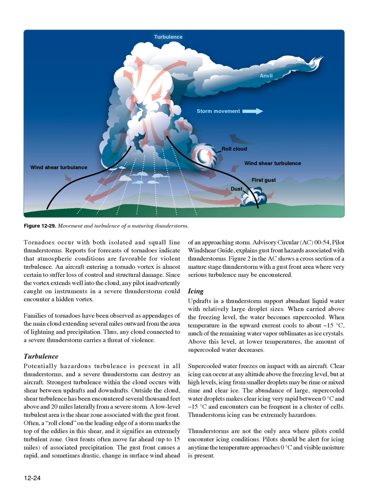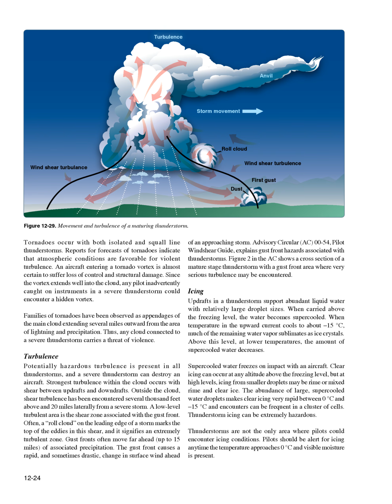Turbulence, potentially hazardous turbulence, is present in all thunderstorms, and a severe thunderstorm can destroy an aircraft. Strongest turbulence within the cloud occurs with shear between updrafts and downdrafts. Outside the cloud, shear turbulence has been encountered several thousand feet above and 20 miles laterally from a severe storm. A low-level turbulent area is the shear zone associated with the gust front. Often, a roll cloud on the leading edge of a storm marks the top of the eddies in this shear, and it signifies an extremely turbulent zone. Gust fronts often move far ahead, up to 15 miles, of associated precipitation.